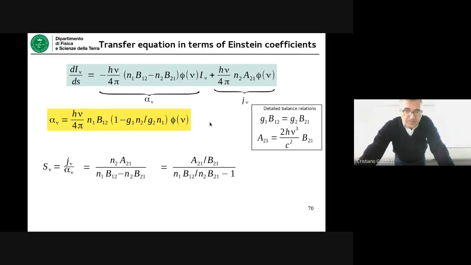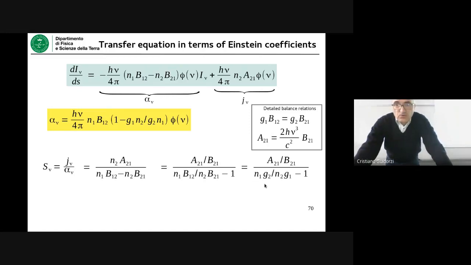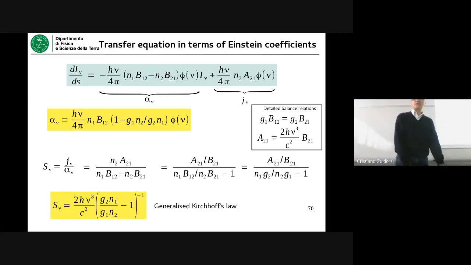Again, it's useful to exploit the balance relations. Let's look at the denominator term: we exploit B12 over B21, which is g2 over g1. So I replaced the ratio between the two B's with the ratio between the two g's: N1 g2 over N2 g1. This is not difficult, one just has to pay attention not to swap 2 with 1. Not only that, but if you also exploit the second balance relation, you see that the ratio between A21 and B21 is just 2h nu cubed over c squared. So what you ended up with is the so-called generalized Kirchhoff's law.